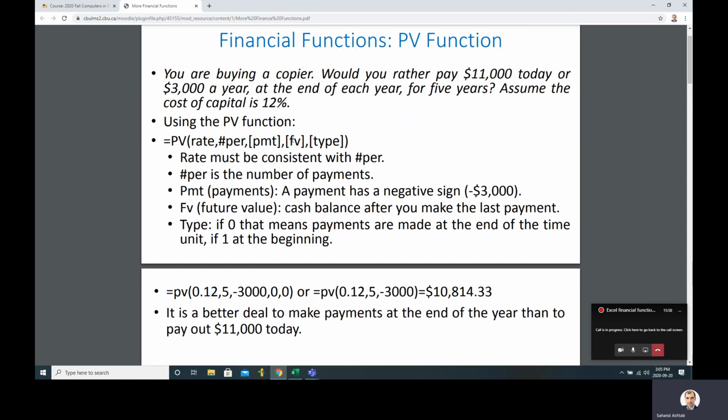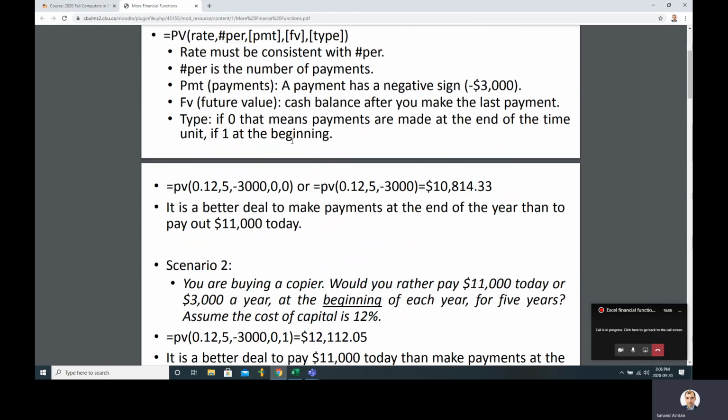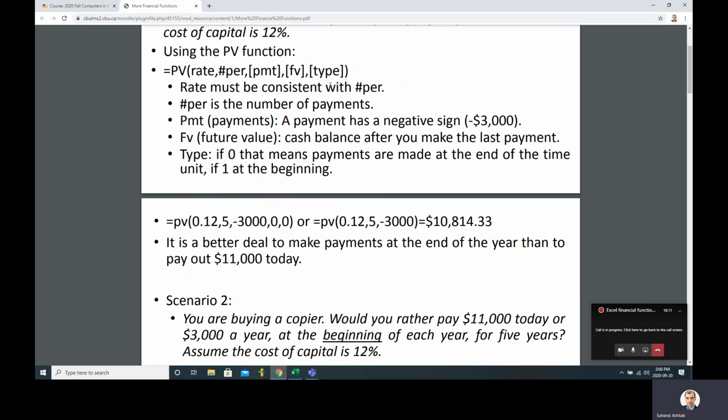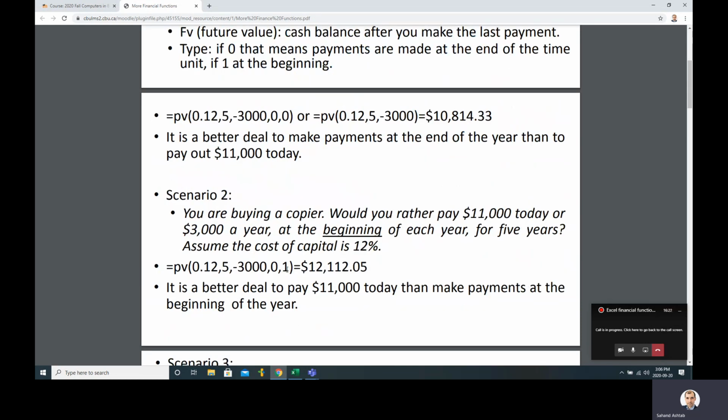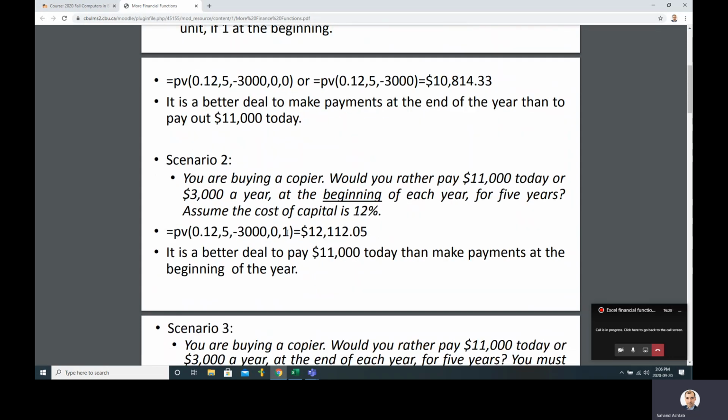The future value has not changed. Future value is the outstanding amount after you make the last payment. In this scenario, that is still 0. What has changed is type. In example 1 or scenario 1, type was 0 because we were making the payments at the end of the year. Here, type is going to be 1 because we are making payments at the beginning of each year. Why I emphasize that? Now we need to input 1 for type. Just make sure you do not forget to put 0 here for FV.